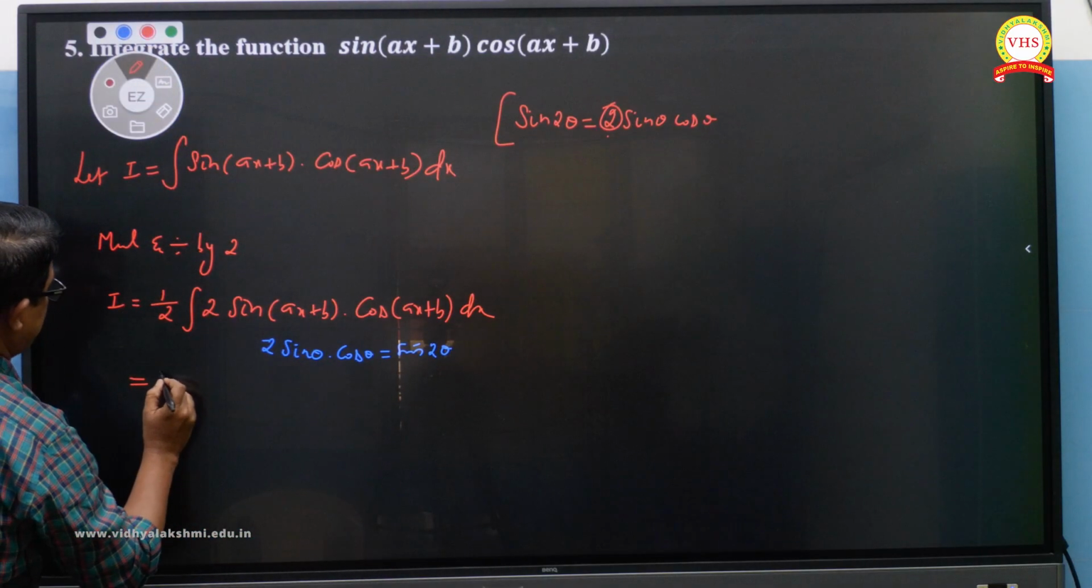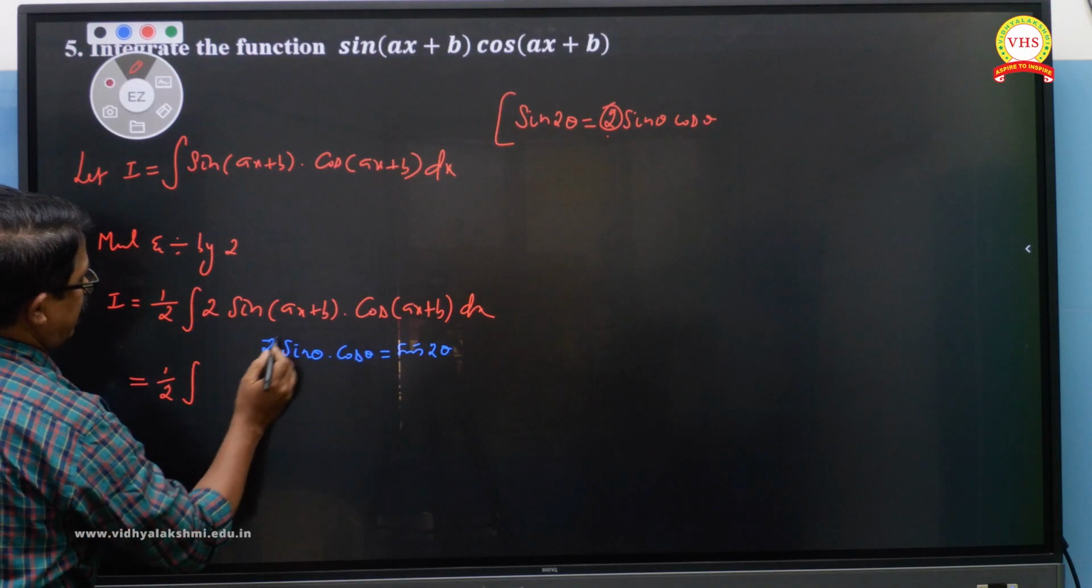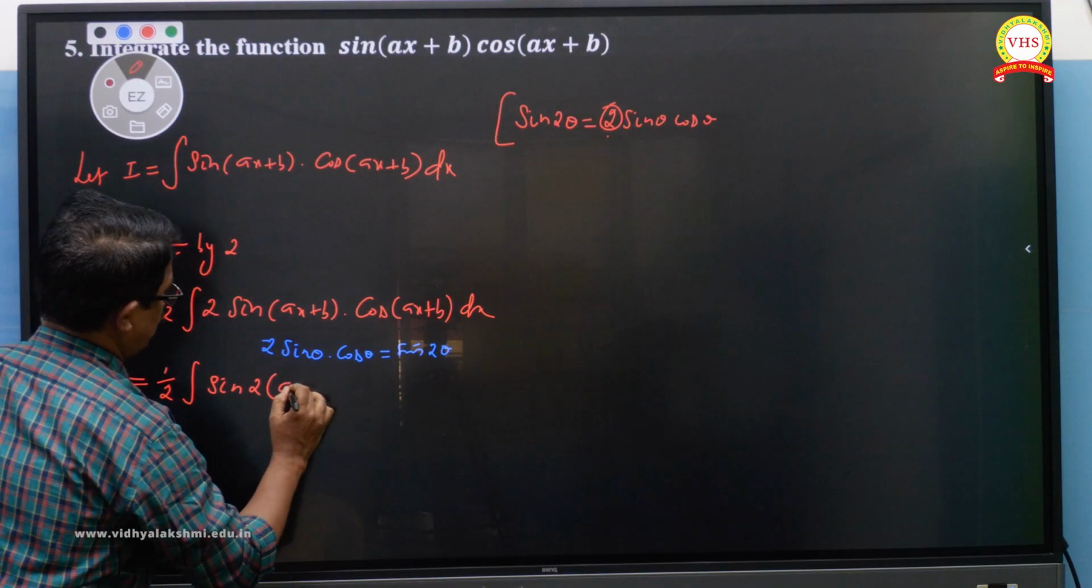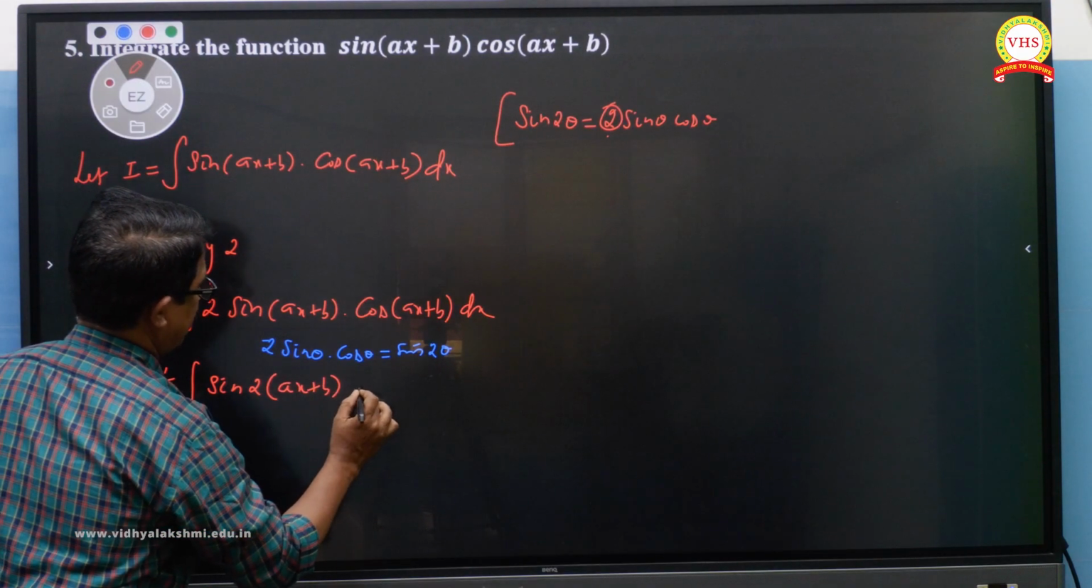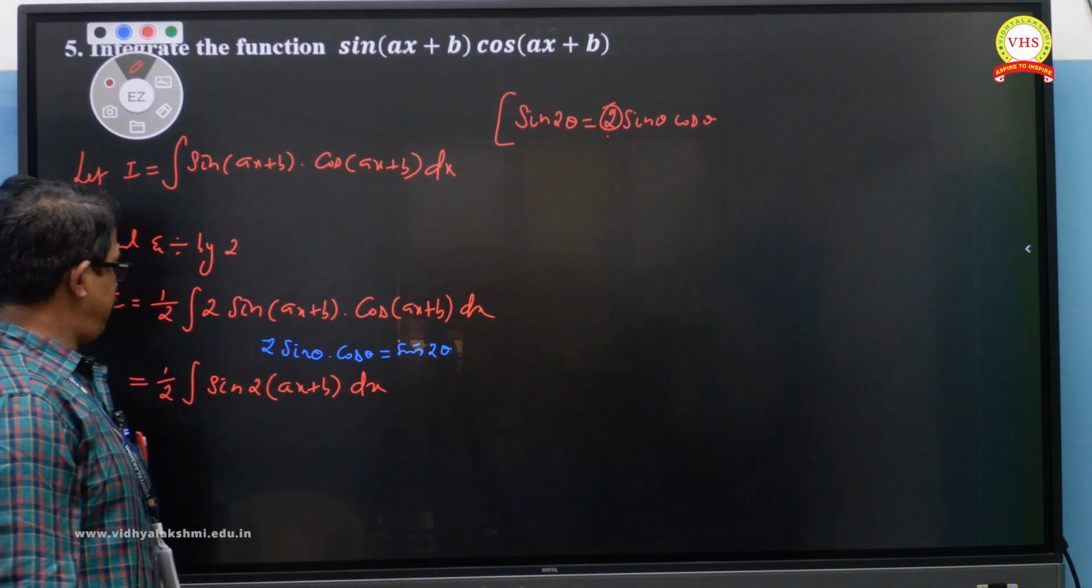Now I equal to 1 by 2 into integral. What is going to become? 1 by 2 outside. Sin of 2 into ax plus b into dx. Are you okay? Now it has become a single function.